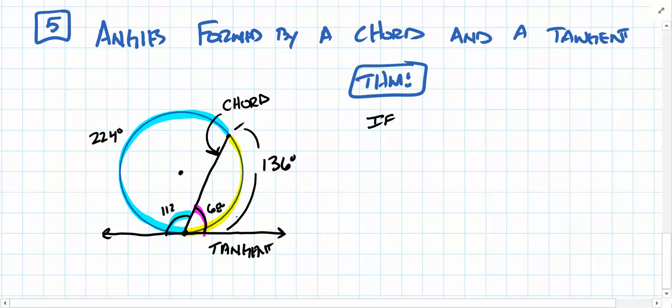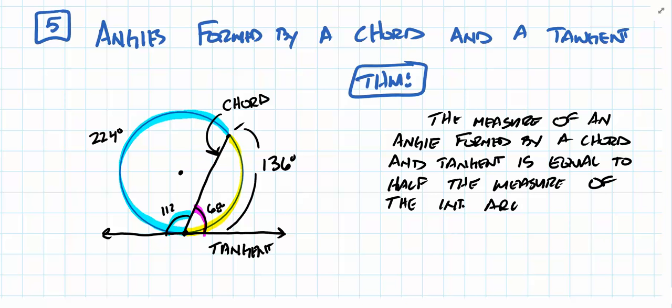So that's why this one has its own separate theorem. And it's still an if-then statement. Sorry, it's not an if-then, it's just a statement. The measure of an angle formed by a chord and tangent is equal to half the measure of the intercepted arc. So it's exactly what we just showed you before. The intercepted arc is 136. The angle formed by the chord and the tangent has to be half that, 68.